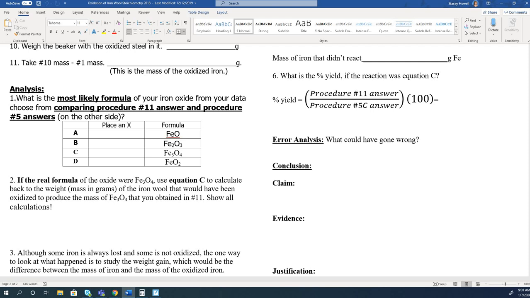If you have problems, then let me know. Then you've got an error analysis. What could have gone wrong? I've already told you. You've got a claim. What did you learn from this lab? What were we trying to learn in this whole unit? What's your evidence that it actually happened? And what's your justification? I will check into that Nearpod while you're back there getting this stuff going.